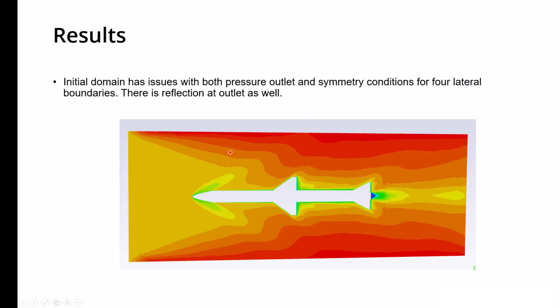So the results were disturbed, you can see here. This is the case when I switched from a symmetry to the pressure outlet. Symmetry had the problem that it was not able to resolve the shock wave; it was having reflections there. Then I switched to the pressure outlet, but that worsened the situation compared to the symmetry condition. And you can also see the distance from the body to the outlet is very small. But if you observe, there is no disturbance from the body to the inlet.